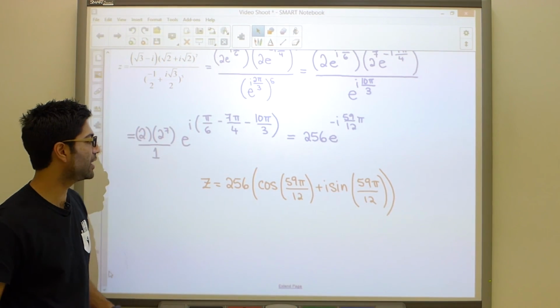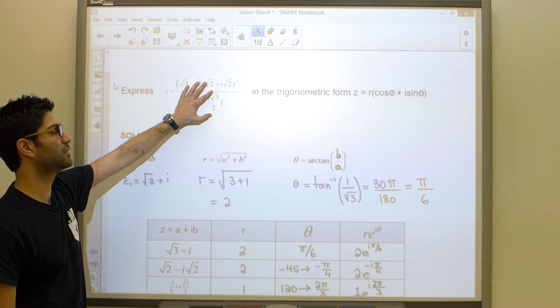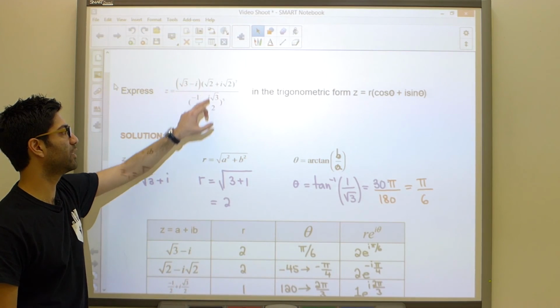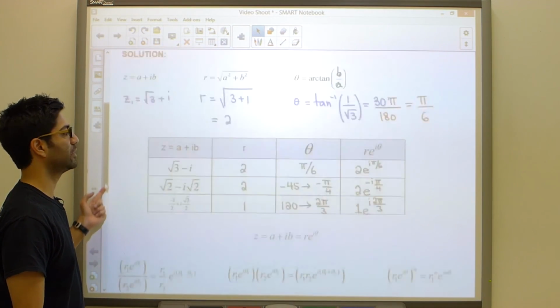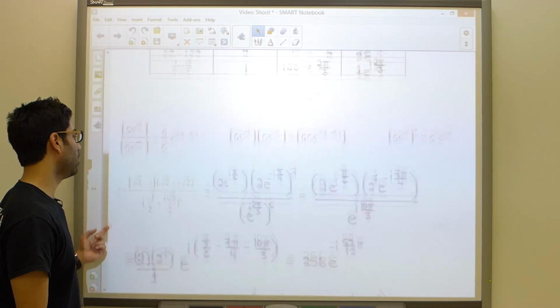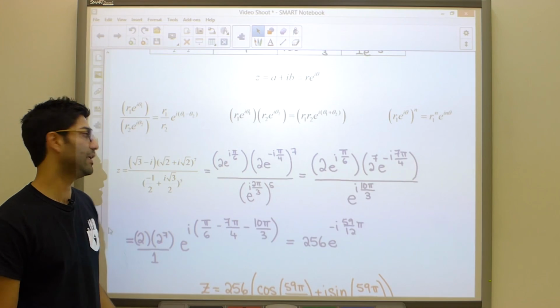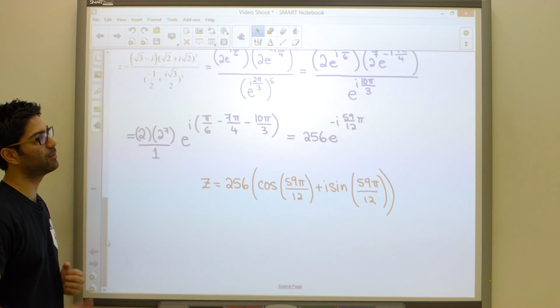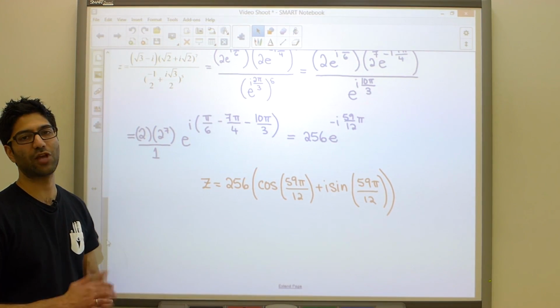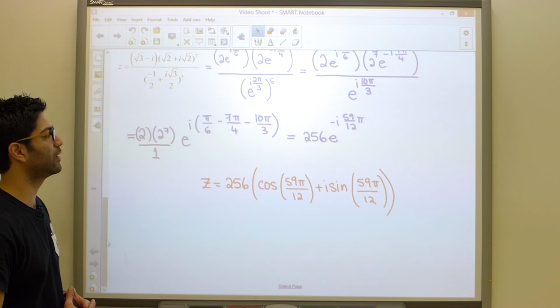A much simpler way to solve this type of problem. Step 1, convert each one of these into polar simply by using your calculator. Step 2, know these 3 rules and simply apply them. It is as simple as that, guys. Practice this problem one more time. It is as challenging as it's going to get. Hopefully that was helpful. Let's move on to our next problem.